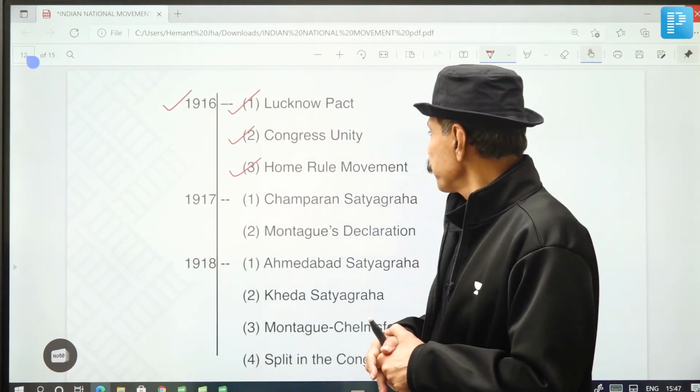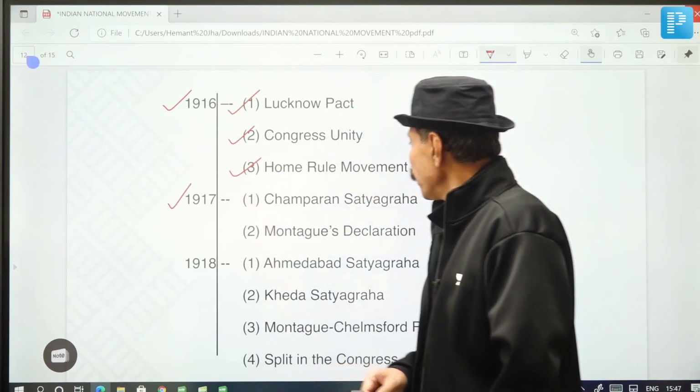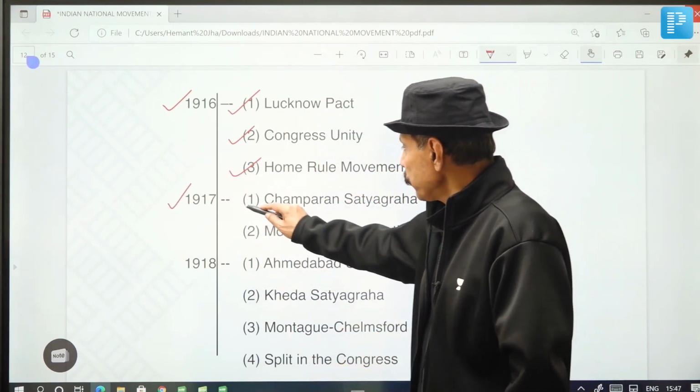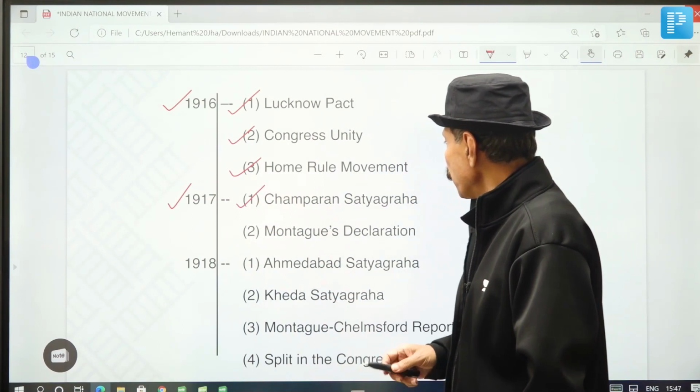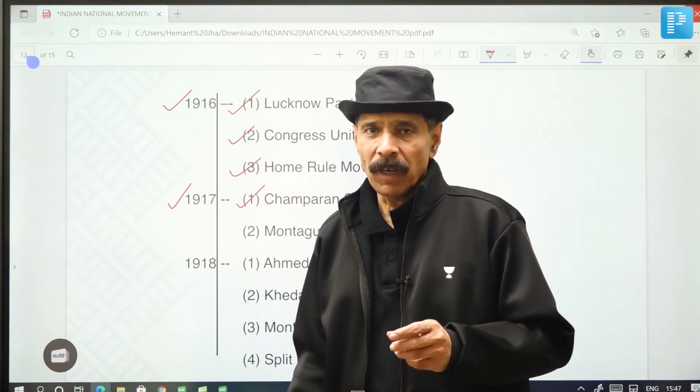Next is 1917. In 1917, 2 events. Number 1, Champaran Satyagraha. This was the first Satyagraha of Mahatma Gandhi in India.